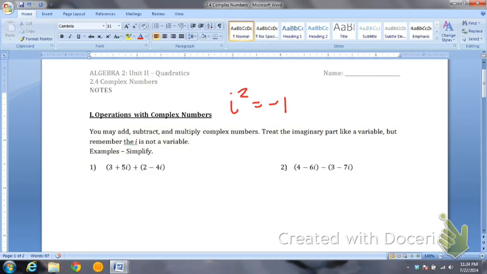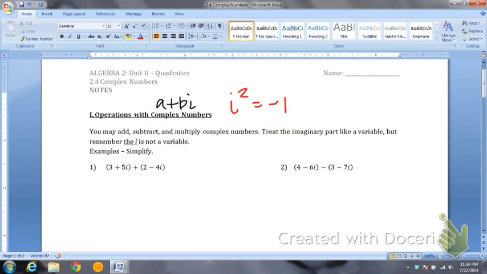All right? So when we are dealing with complex numbers, remember a complex number is anything that is a plus bi. That's the general form of it. So a is a real number plus bi, which is a real number plus an imaginary number. We are allowed to add, subtract, and multiply complex numbers. You actually can also divide complex numbers, but for today's lesson, we're not going to do that.